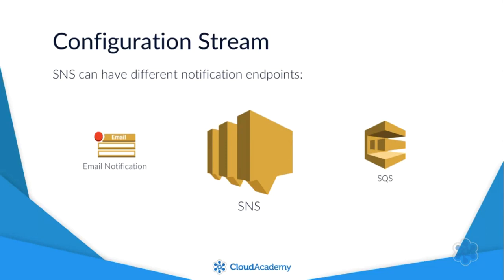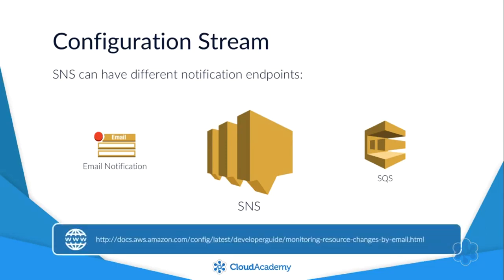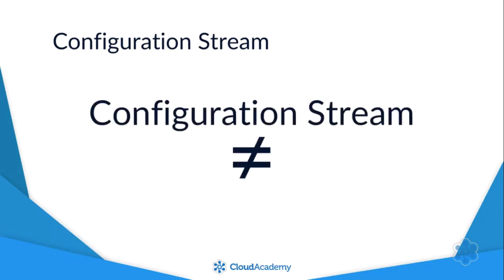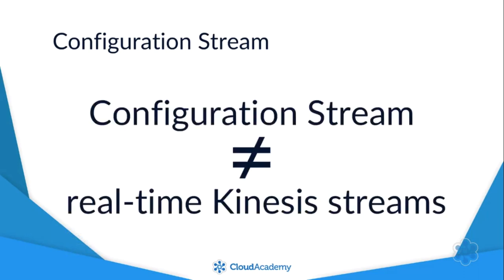More information on this configuration can be found on this link here. This stream for AWS Config should not be confused with the real-time streams that are available through the AWS Kinesis service, which continually capture huge amounts of data from multiple sources such as click streams, transactions, social media feeds, and IT logs, etc.